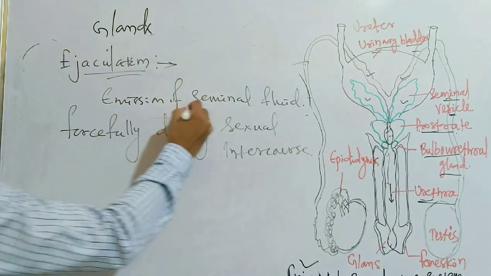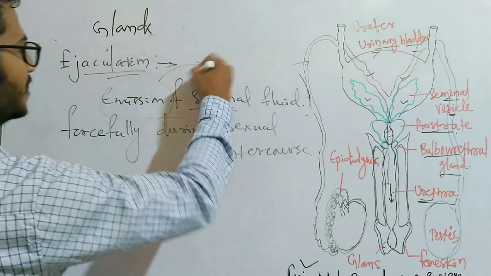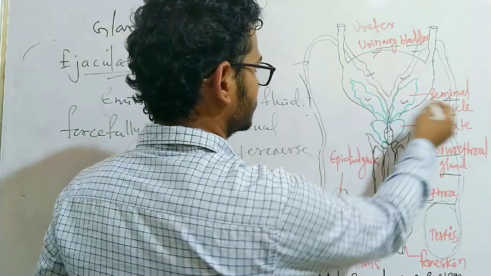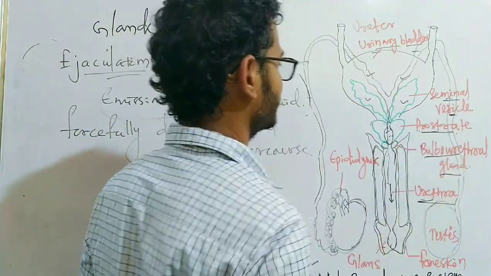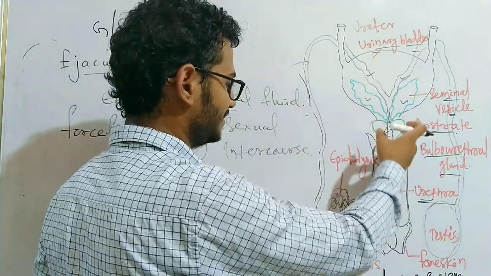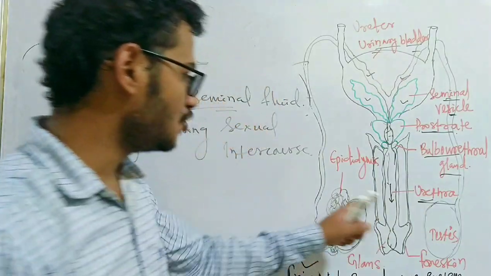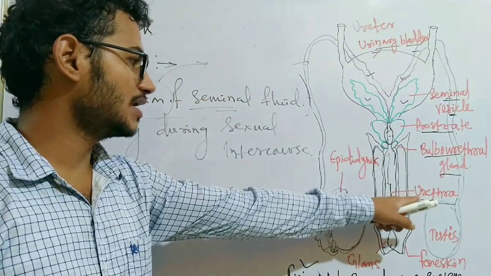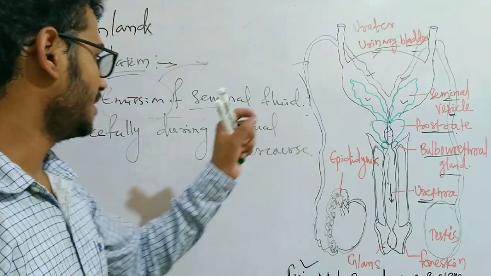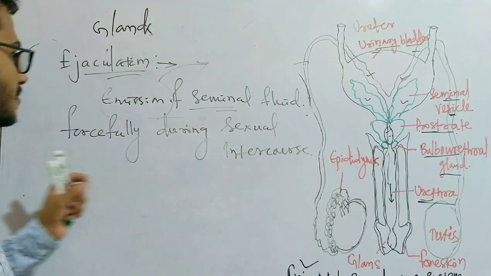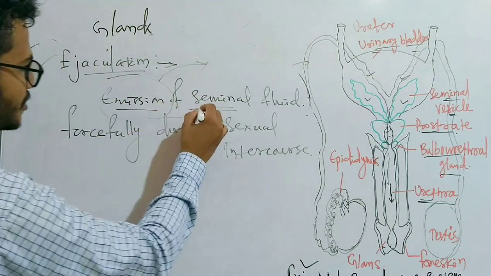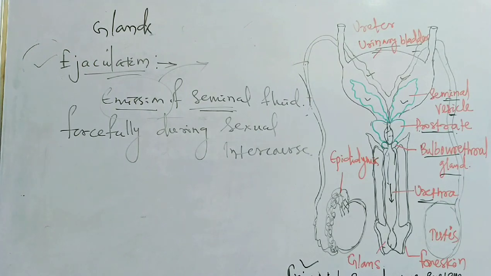So the emission of seminal fluid, or the coming out of the seminal fluid from the seminal vesicle, prostate, and bulbourethral gland, they contribute to the semen, and sperms are also present in that, and all together they come out through the urethra to outside, and that is called ejaculation or emission of seminal fluid.